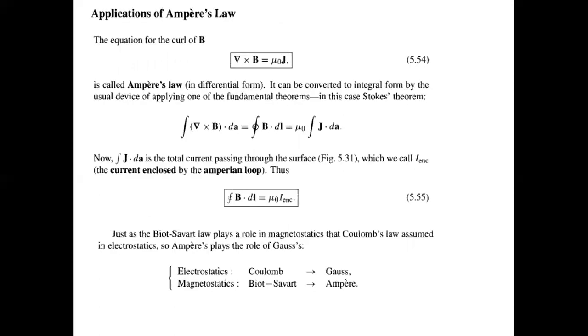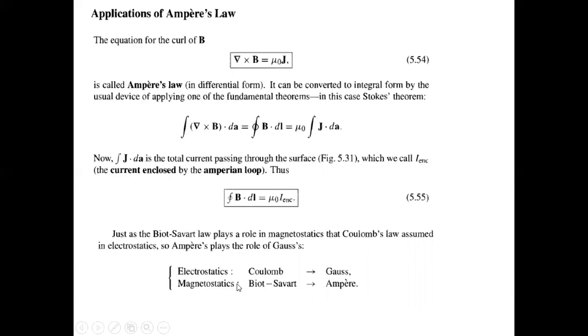So what we have is the curl of B equals mu 0 times J. It's called Ampere's law in differential form. It can be converted to integral form by using Stokes' theorem again, and this gives you this thing. Just as the Biot-Savart law plays a role in magnetostatics that Coulomb's law plays in electrostatics, so Ampere's law plays the same role as Gauss's law.